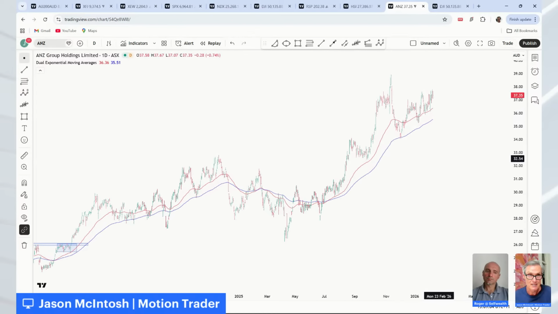So it's about giving stocks plenty of room to move and let them move around as they will, and try and stay on what could be a larger ongoing upward trend. That's what I'd be doing with ANZ.